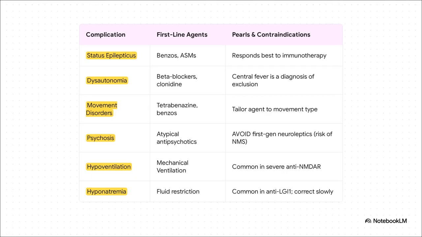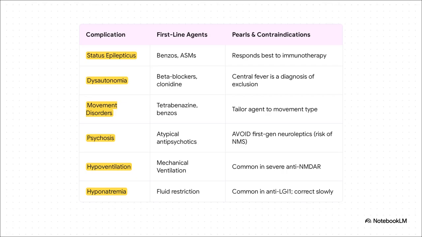For psychosis and agitation, you can reach for atypical antipsychotics like olanzapine, but you have to be extremely cautious. And this is critical. Avoid the first-generation, potent dopamine-blocking neuroleptics like haloperidol. In a brain that's already inflamed and dysregulated, hitting it with a powerful dopamine blocker dramatically increases the risk that you'll cause iatrogenic neuroleptic malignant syndrome.